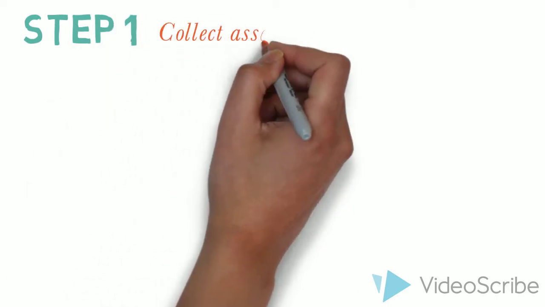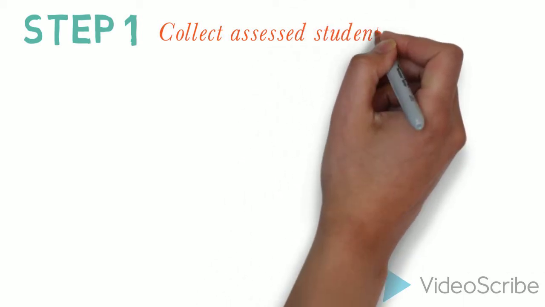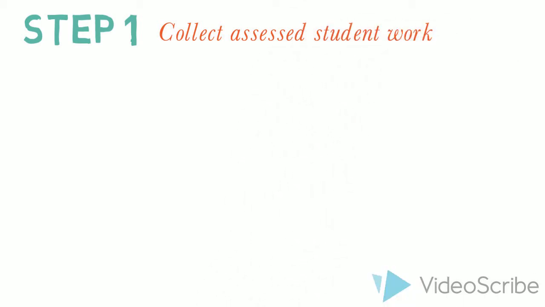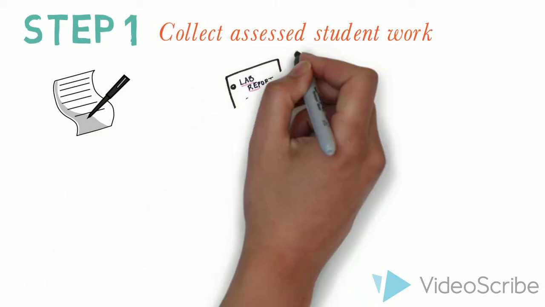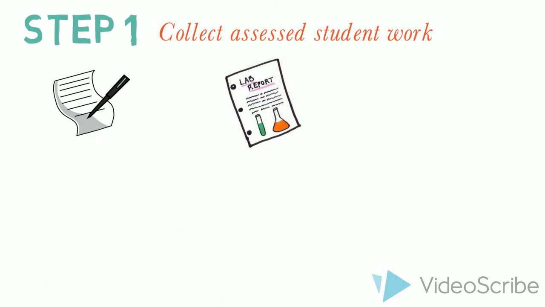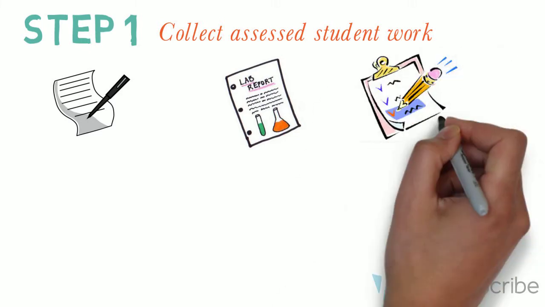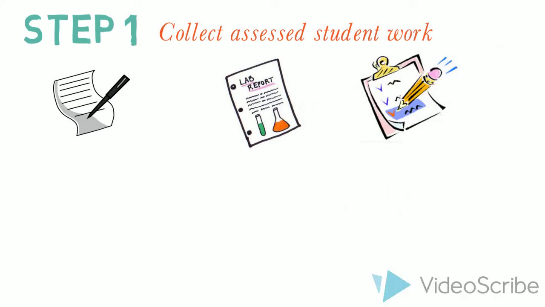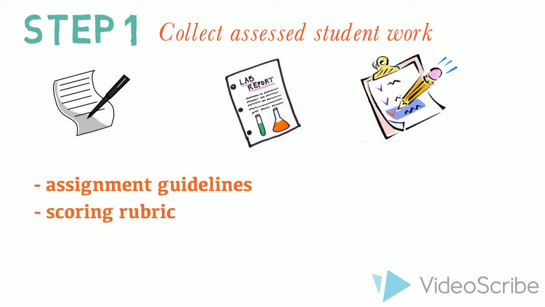First, collect a set of already assessed student work for a performance-based assignment. For example, a written essay, lab report, problem-solving task, or homework. Ideally, this assignment demonstrates the fullest range of performances possible. Be sure to have the assignment guidelines and scoring rubric for this assignment, and consider how this assignment addresses your instructional goals, including relevant standards.